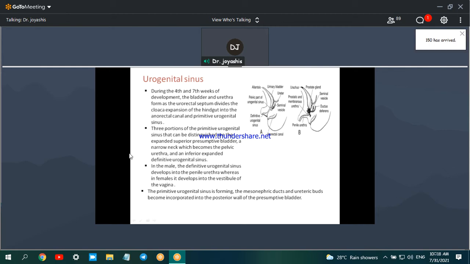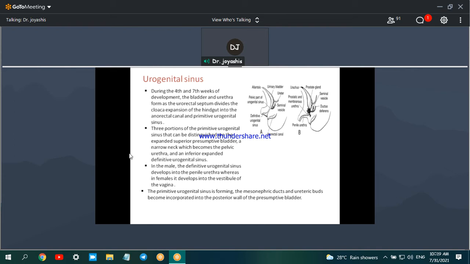This is the pelvic urethra. And an inferior expanded definitive urogenital sinus. This is the definitive urogenital sinus. So the primitive urogenital sinus can be divided into 3 parts. This is the primitive urinary bladder. And this is the narrow neck, which becomes the pelvic urethra, and then the definitive urogenital sinus.